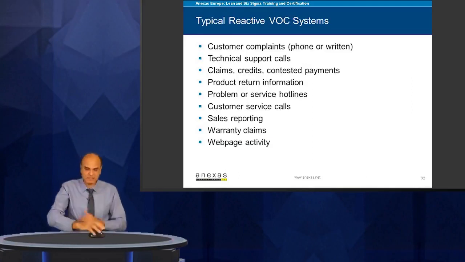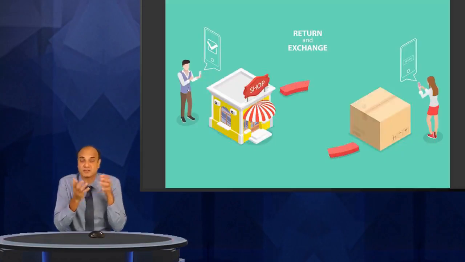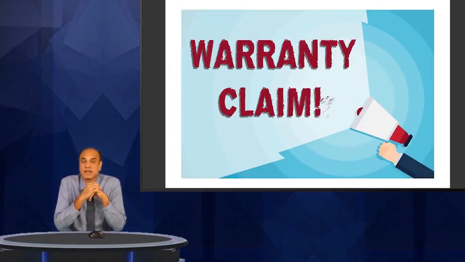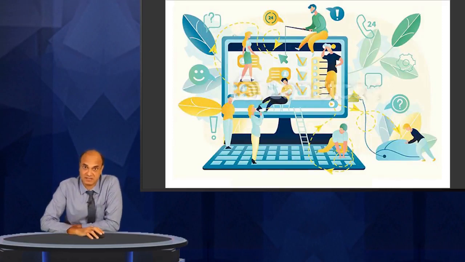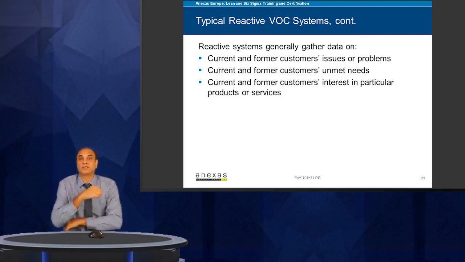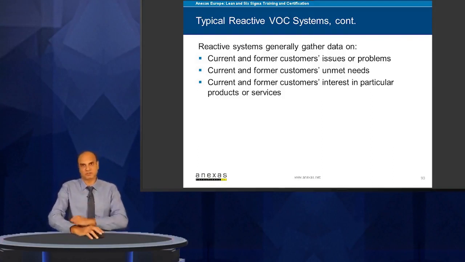So let us take some examples of reactive systems. Reactive systems examples could be customer complaints, technical support calls, claims, credits, contested payments, product return information, problem or service hotlines, customer service calls, sales reporting, warranty claims, web page activities, etc. And these typical reactive systems generally gather data on current and former customers' issues or problems, current or former customers' unmet needs, current and former customers' interest in particular products or services.